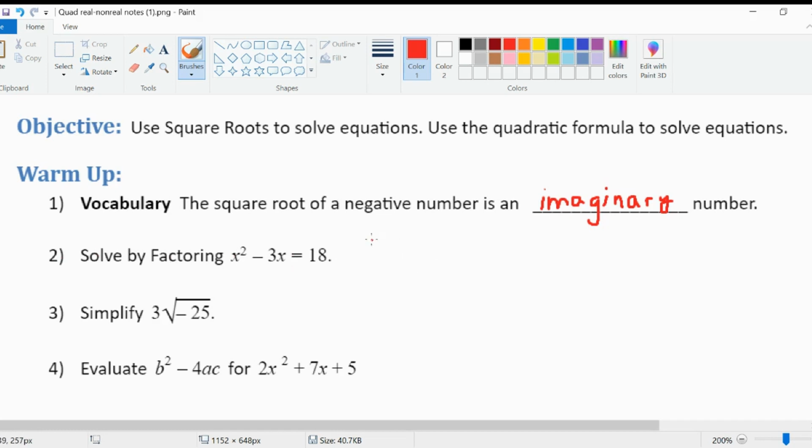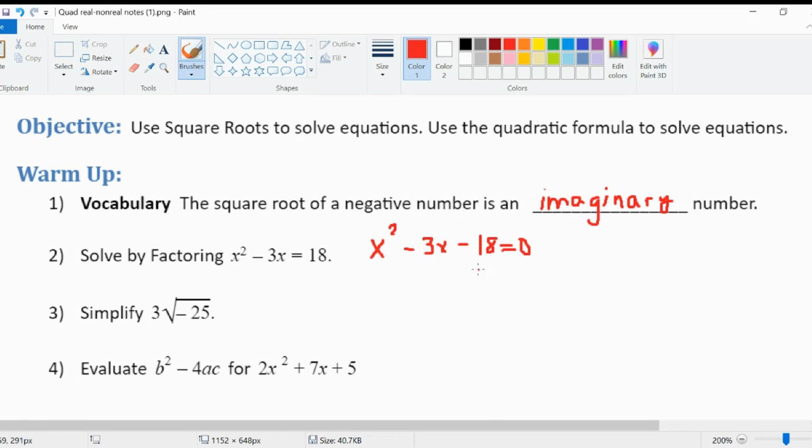Number 2, solve by factoring. Anytime we're solving a quadratic that's got an x squared term and an x term, we're going to want to get it set equal to 0. So we're going to have x squared minus 3x minus 18 is going to equal 0. Then we've got a basic quadratic, so we've got a 1 as our first term. We've got a negative 3 and a negative 18. So we're trying to multiply to negative 18, and we're trying to add to negative 3.